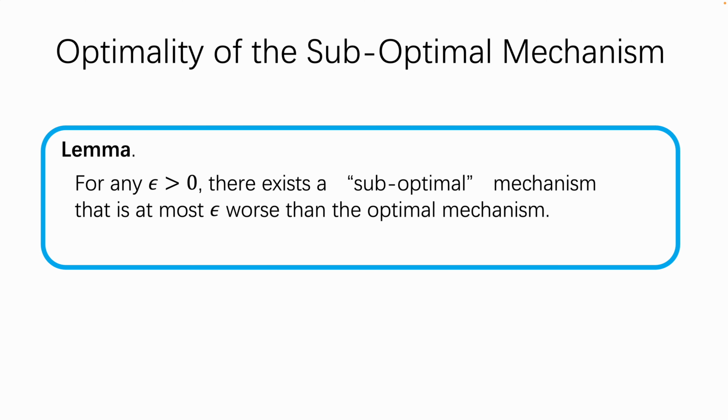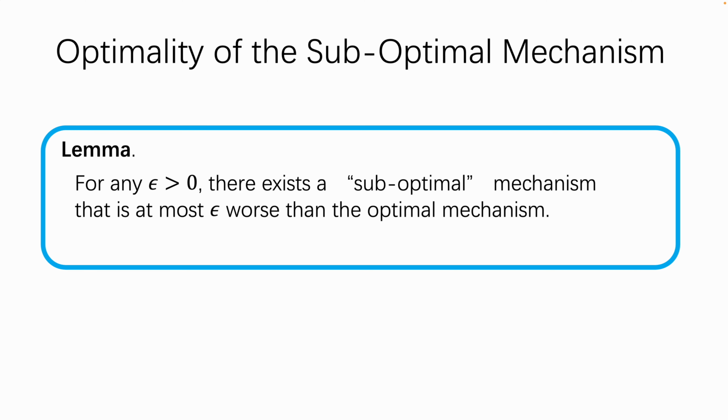And in our paper, we also show that if we have enough candidates, then this kind of suboptimal mechanism can be arbitrarily as good as the true optimal mechanism.